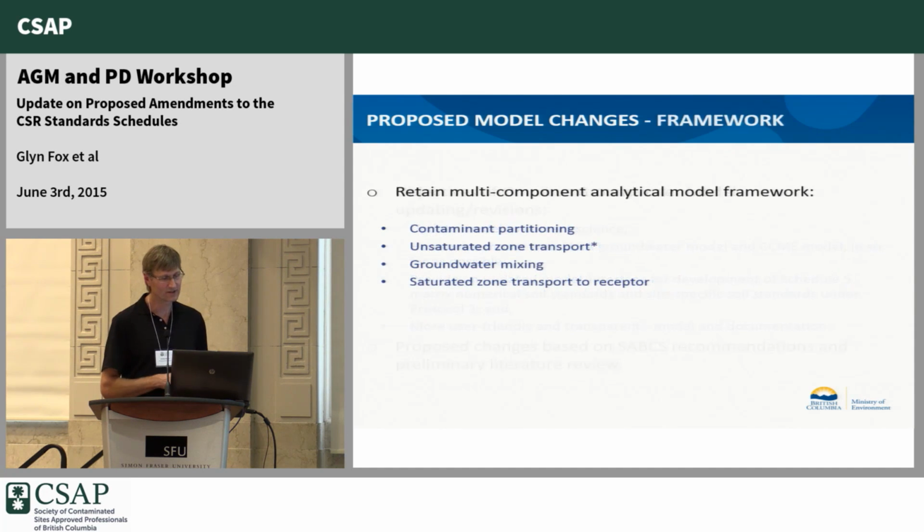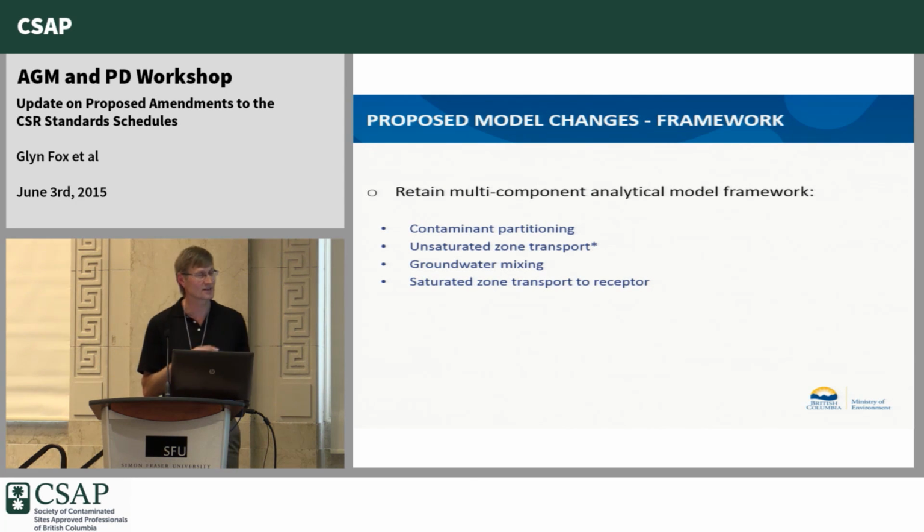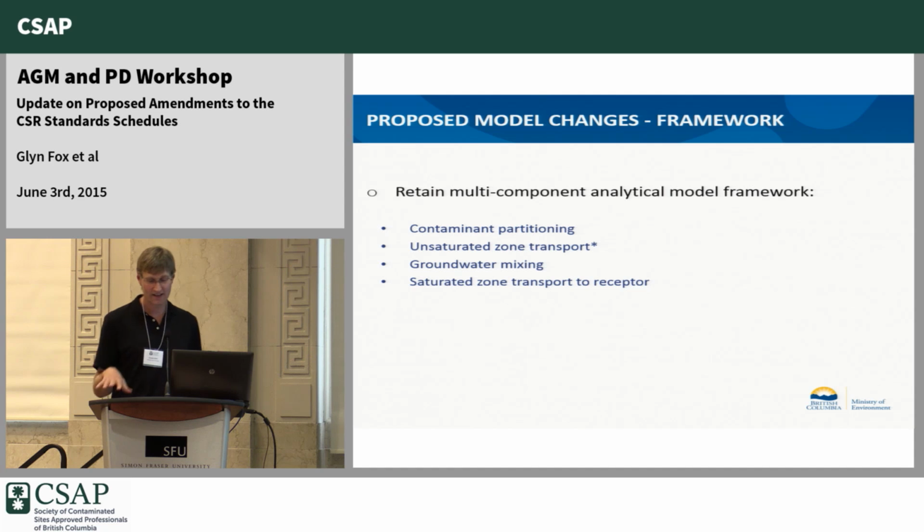But let's talk about some of the changes. One of the things that we heard from SAB in their report was that they like your framework with those 4 components we talked about. We've got the source zone, so we're going to have some partitioning from the source zone. We generate a leachate. We've got the unsaturated zone transport, mixing, saturated zone transport to the receptor. They thought that's a pretty good framework, and recommended that we stay with that. So okay, we've adopted that.